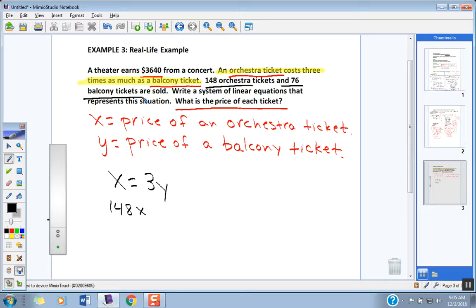What's an expression going to look like for the amount of money earned for 76 balcony tickets? Well, it would be 76 times the price of each balcony ticket. So 76 times what? Y. We're going to add in those values. And this totals up to a grand total of how much money from a concert? $3,640, you bet. So here we go. Have I written my system? 2 equations, 2 unknowns. Here it is.